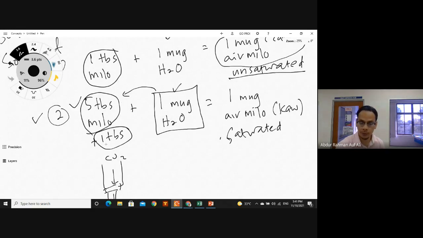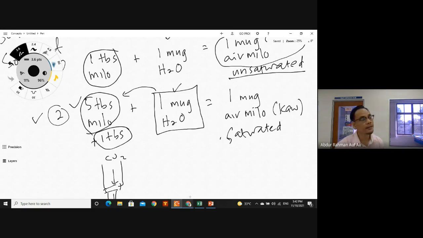Tapi bila saya microwave, saya panaskan dia sikit, saya increase the temperature on the solution, dan extra 1 tablespoon of serbuk Milo tu pun boleh larut. Okay, itu maksud supersaturated solution. It contains more solute than it could have. Larutan itu mengandungi lebih banyak bahan terlarut dari yang sepatutnya dia boleh larutkan.